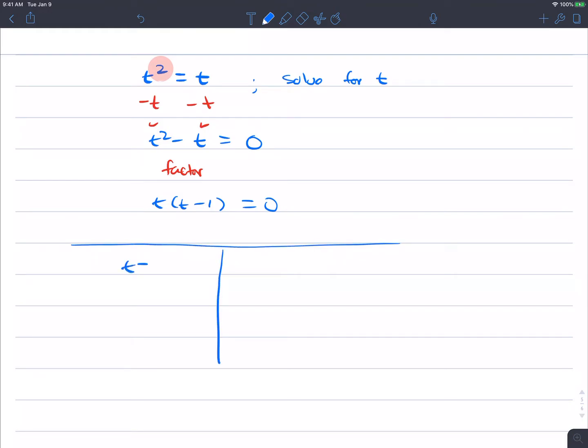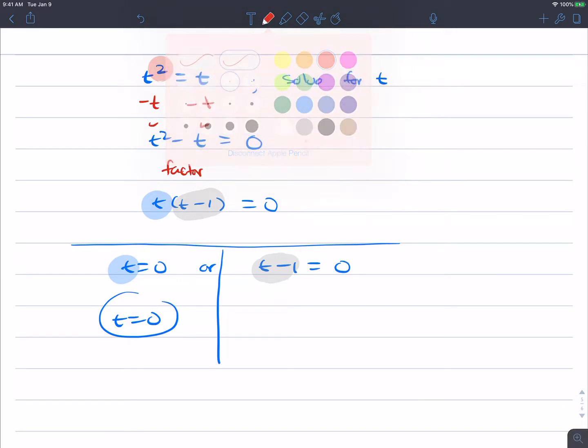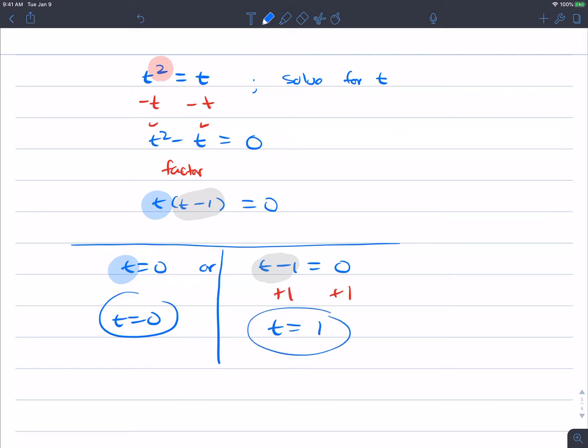Our zero product rule will say t is 0, or t minus 1 is 0. Meaning, the first term is 0 times t minus 1, which is also 0. So I get the solution that t is 0 here. On the other side, we add 1, and now I get the solution that t is 1 over here.